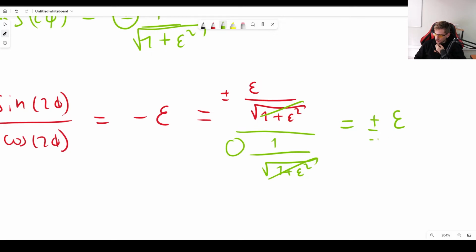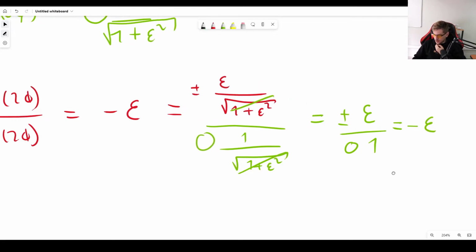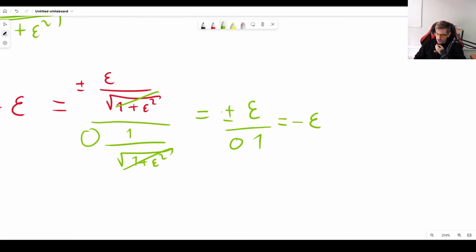And then we also are dividing by something times 1, right? Maybe plus or minus, maybe minus or plus. But we need to get minus epsilon. So if we choose cosine as plus or minus, we end up with plus minus. So we get plus epsilon in both cases. It is impossible to get minus epsilon if we choose cosine phi as plus minus.